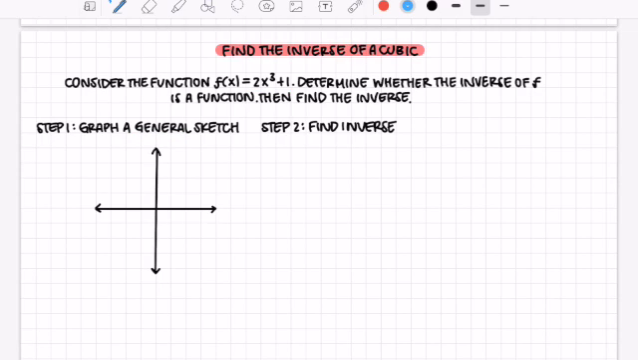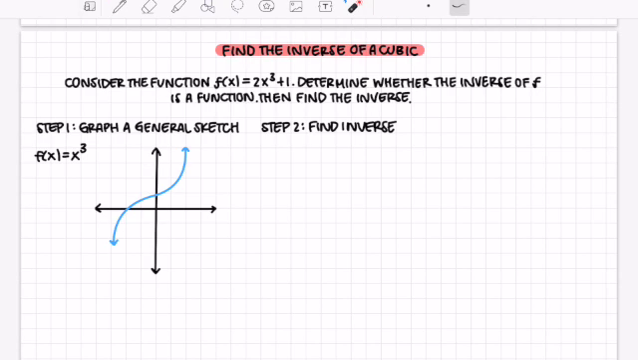So if I draw a general sketch, I know that my graph here, the parent function, is f of x equaling x to the power of 3. And I know that based off of the 2, we're going to stretch it, and it's going to move up 1 point. So if I were to draw a general sketch, it will look similar to this, and it goes down kind of like that. And it's just going to go a little bit higher on the graph, but doesn't really change much about it.